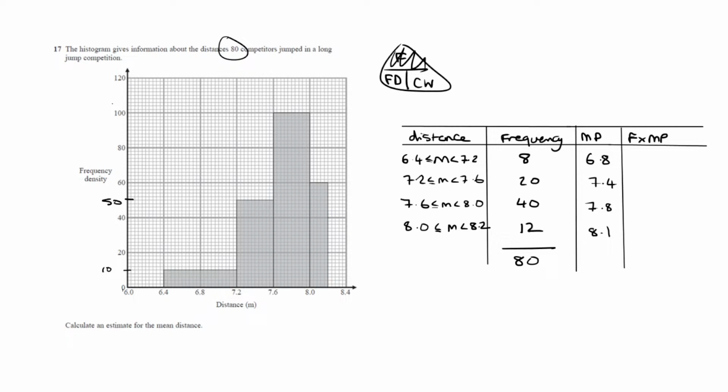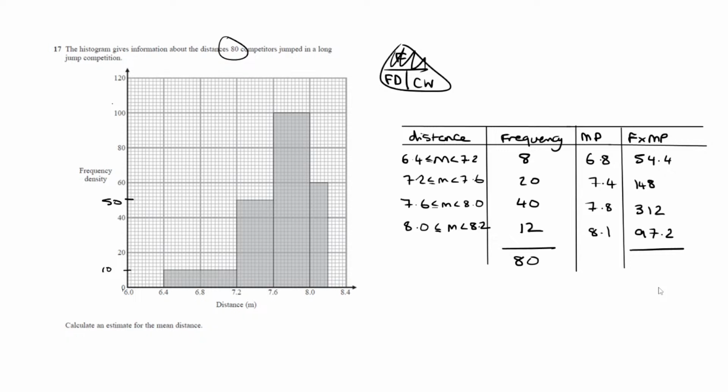This was from a calculator question, so you don't have to work it out yourself. If they did it on a non-calculator, it would just be nicer numbers. So that's 54.4. 20 times 7.4, 148. 40 times 7.8, 312. And lastly, 12 times 8.1, 97.2. Then we add that column, don't we?